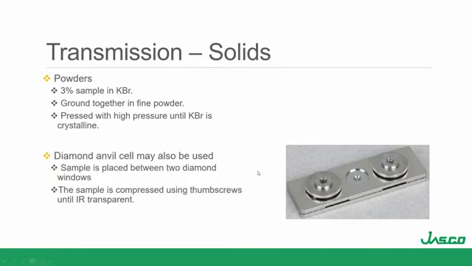Another technique you can use is a diamond anvil cell, where the sample is placed between two diamond windows. So this is a diamond anvil cell here. And then you use these thumb screws to compress the sample until it's IR transparent.